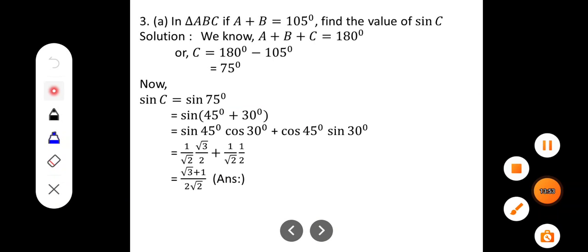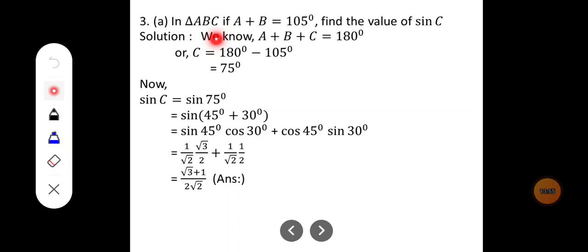Next question 3a. In the triangle ABC, given A plus B equals 150 degree, find the value of sin C. A plus B equals 150 degree. We know A plus B plus C equals 180 degree, so C equals 180 degree minus bracket A plus B, and the value of A plus B equals 150 degree. That is, C equals 75 degree.